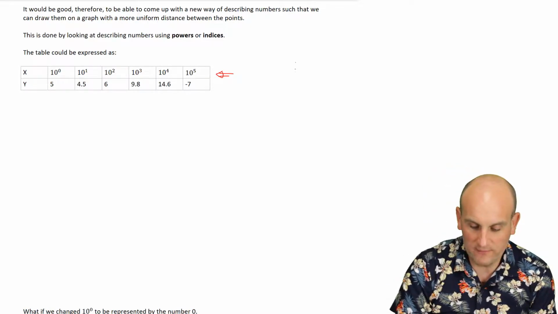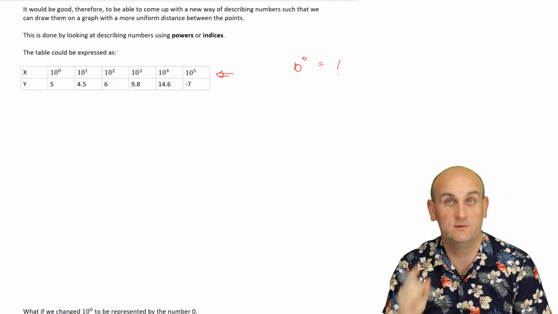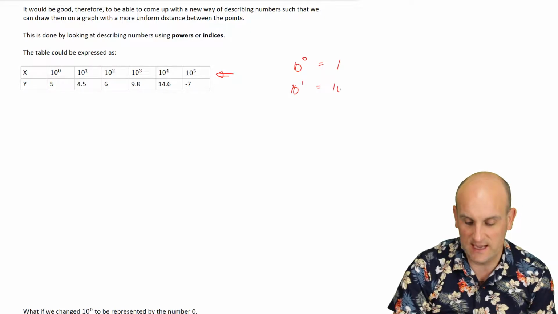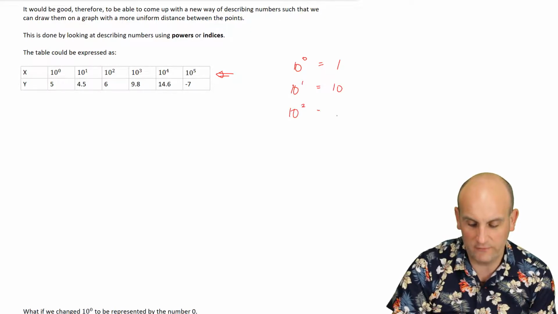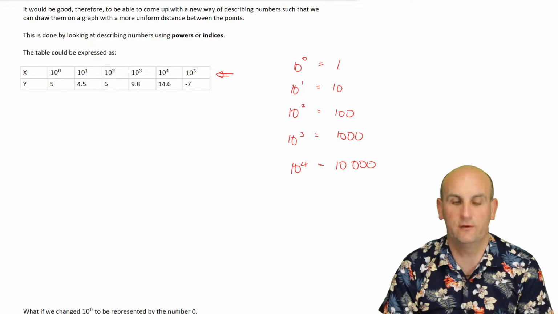So we know that 10 to the power of 0 is the same as 1. Anything to the power of 0 is always 1. We know that 10 to the power of 1 is 10. We know 10 to the power of 2 is 100, 10 to the power of 3 is 1,000, 10 to the power of 4 is equal to 10,000, and so it goes on.